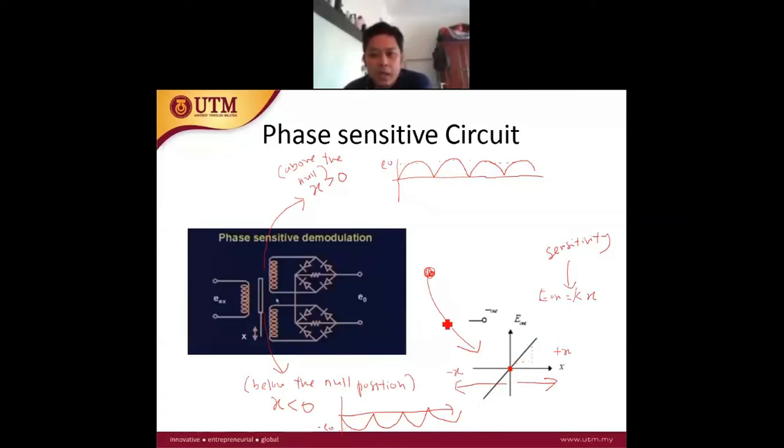So from this phase sensitive circuit, we can immediately understand that if the output is negative, it means that the core is moving below the null position. So we can exactly know where the position of the core is. And when the E out is positive, we know that the core has moved above the null position. So this is the principle of a phase sensitive circuit, which is a signal conditioning circuit for the LVDT.